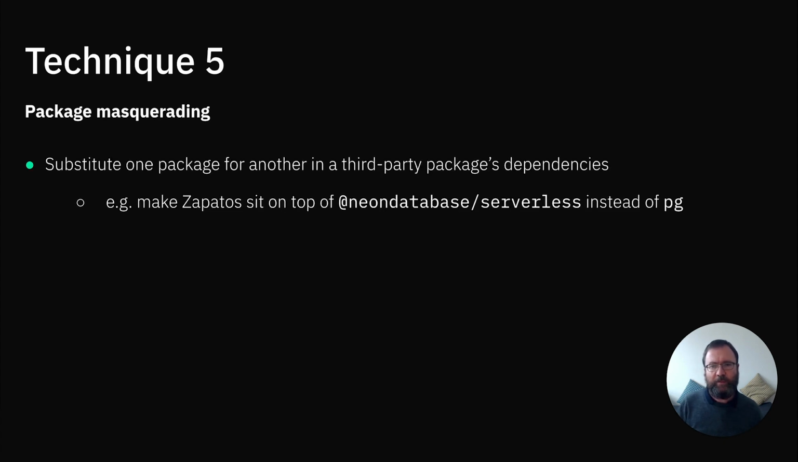The last trick I'll discuss today is again a very closely related one, and it allows you to substitute one package for another in a third-party package's dependencies. And I've used this to make my Zapatos package, a TypeScript Postgres library which normally depends on PG, depend on the Neon serverless driver instead. To make this work, we create a local path package, same as in most of the previous examples, and we name this local path package after the package that we're masquerading as, in this case PG, and in that we simply export the alternative package that we want to be used in its place.